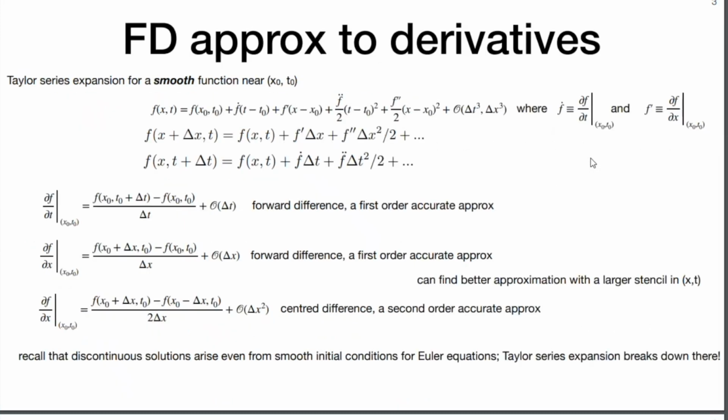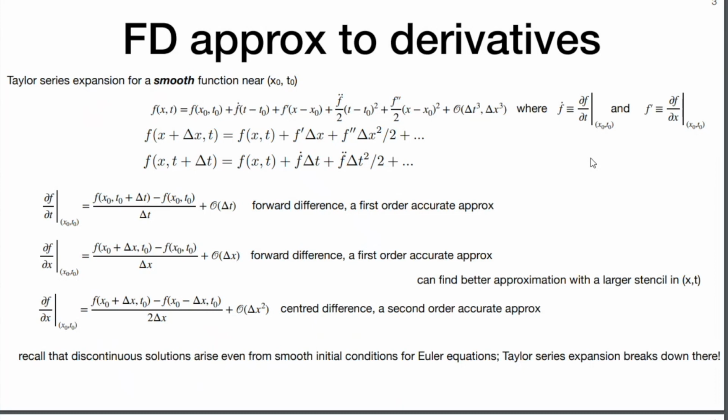Okay, so the finite difference approximation to derivatives. This approach is extremely simple. It is based on Taylor series expansion of a function f near some x naught, t naught. But remember, the Taylor series breaks down at a discontinuity. That's why the finite difference methods are not as successful in dealing with shocks and such. At a discontinuity, the derivatives are infinite. But anyway, let's see how far we can go with this approach.